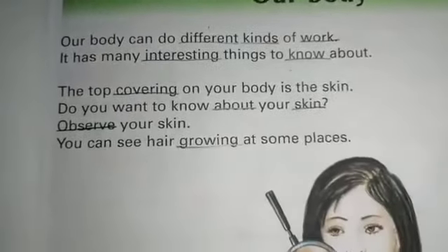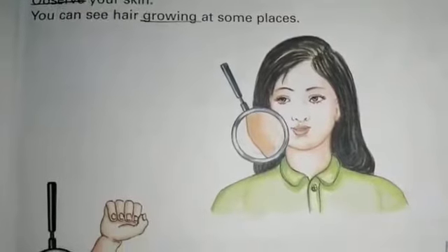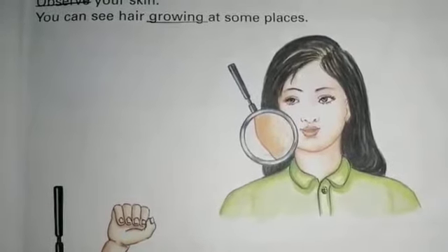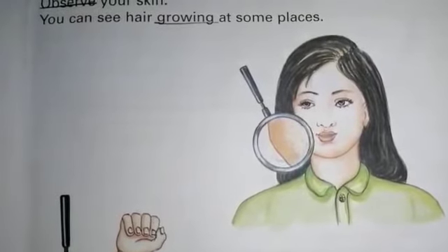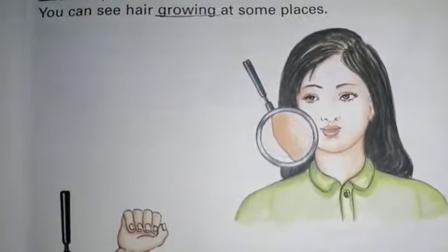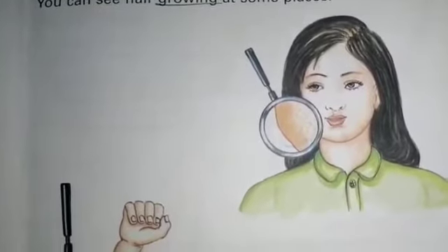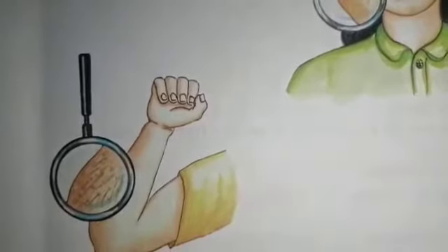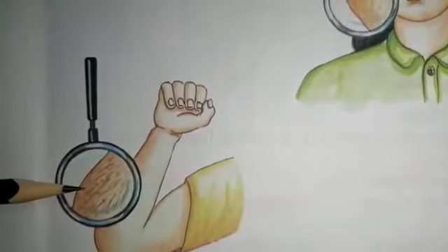We have already discussed this chapter. We have read about different body parts that are present in our body and how necessary these parts are for our body functioning. Firstly, we have discussed the skin, that we have different colors of skin and different textures of skin. Secondly, we have some hairs present at some places of our skin.